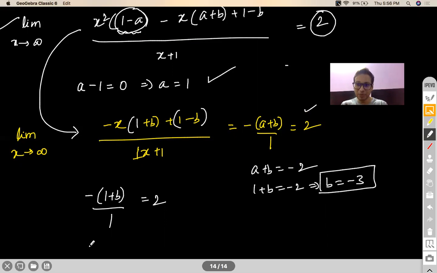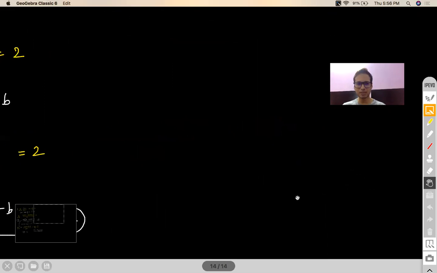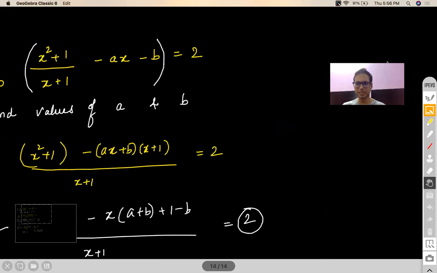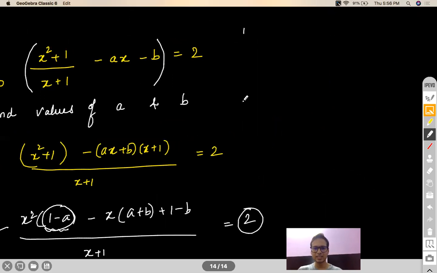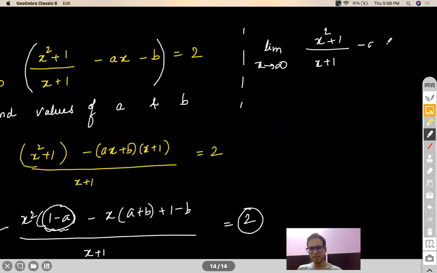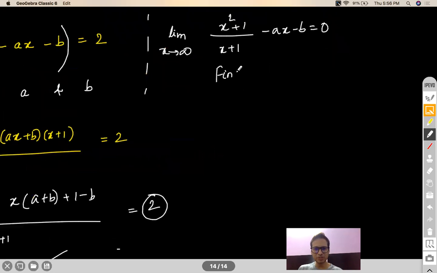Okay. Now, same question, I will tweak it in this way. I would like to see what's your response. Yes, sir, got it. Thank you. Same question, I'll tweak it in this way. Limit x tending to infinity of this is equal to 0. Okay. Now find the values of a and b. A small change in the question.